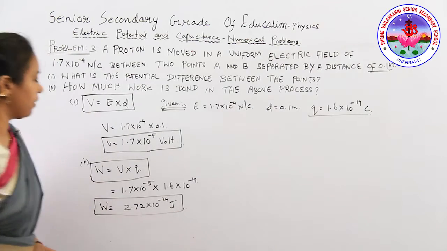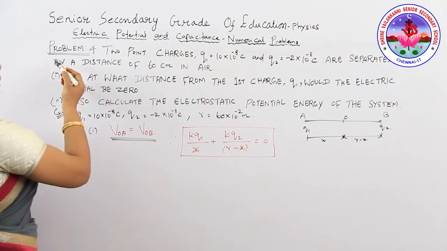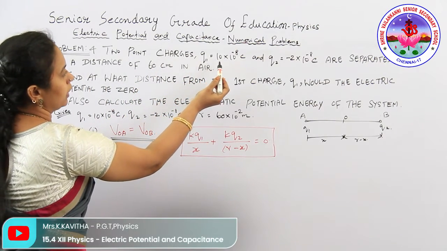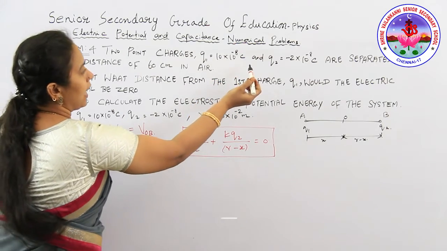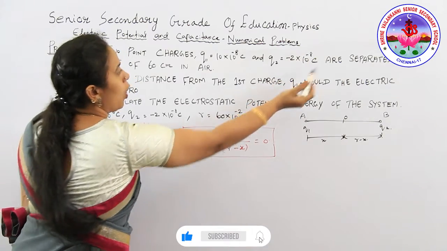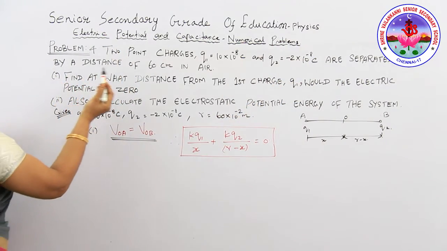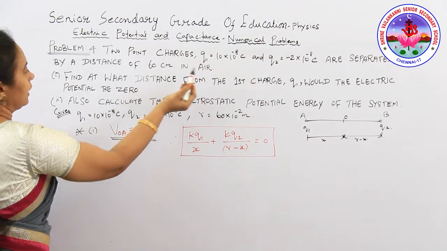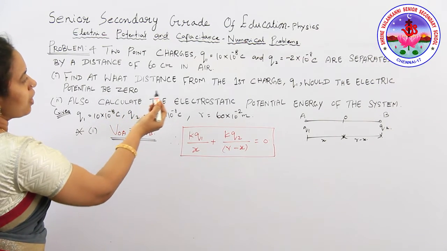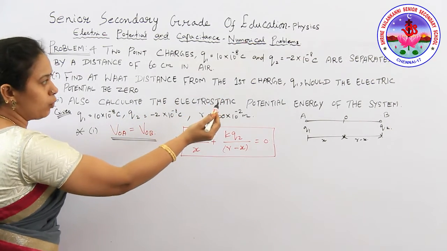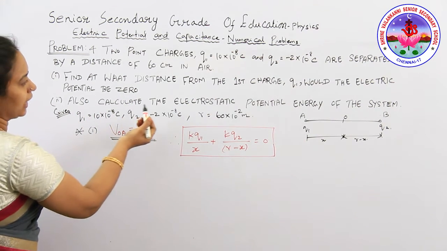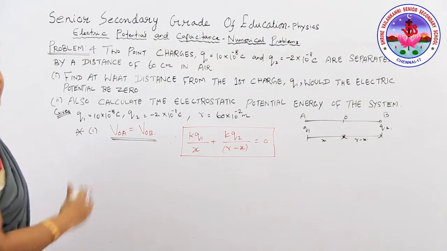Problem 4. Two point charges Q1 equal to 10 into 10 power minus 8 coulomb and Q2 equal to minus 2 into 10 power minus 8 coulomb are separated by a distance of 60 centimeter in air. The questions are: find at what distance from the first charge Q1 the electric potential would be 0, and also calculate the electrostatic potential energy of the system.